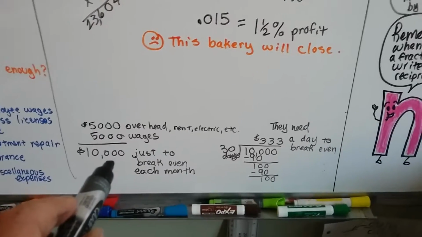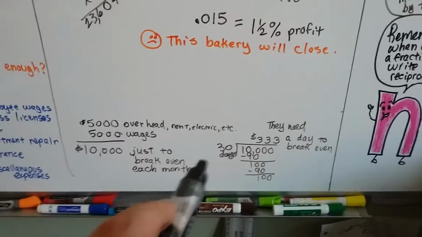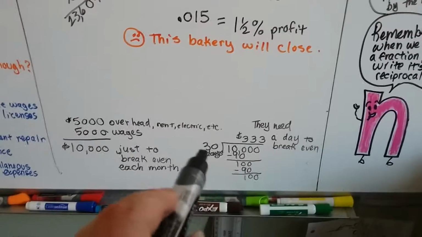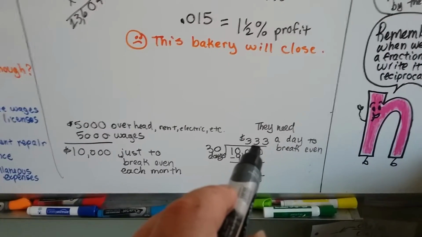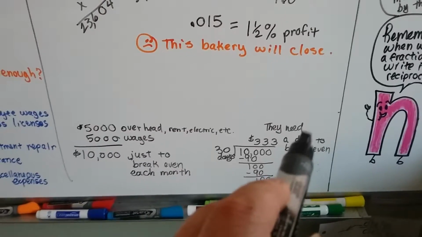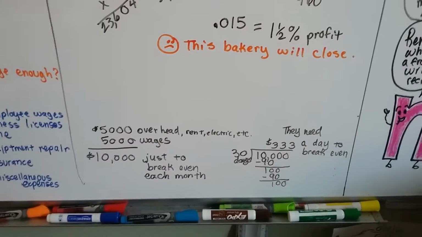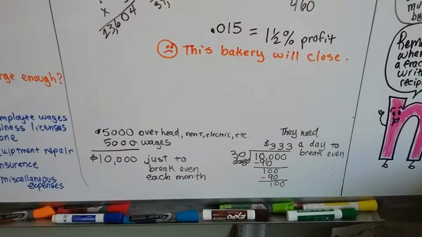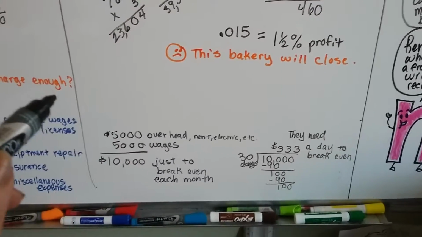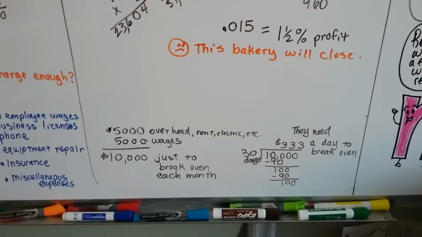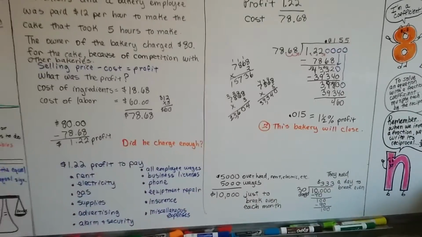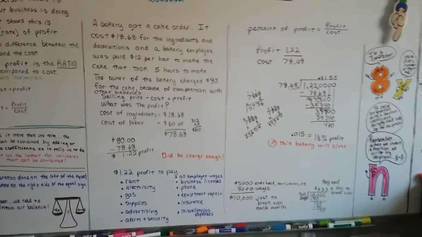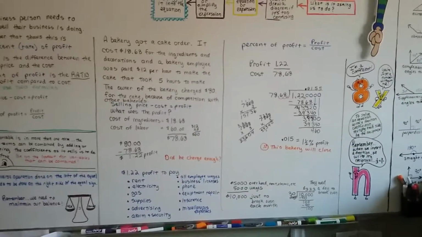He would have to sell $10,000 worth of stuff a month. So if you divided it by days, by 30 days, he'd have to sell $333 of stuff a day just to stay open, just to break even. That's no profit. That means he just makes enough to pay the bills, and there's not a dollar left over. So he would have charged more each time. He might have had a profit and might have been able to stay open, right?